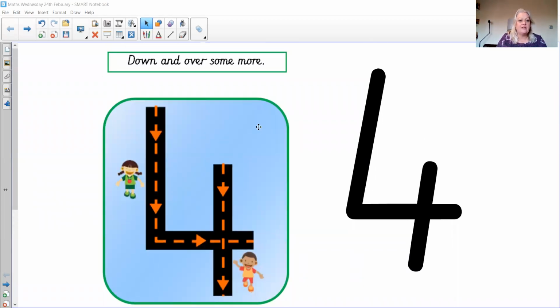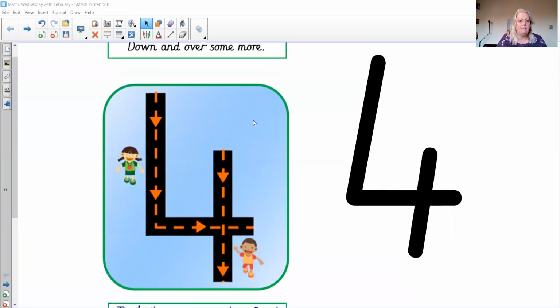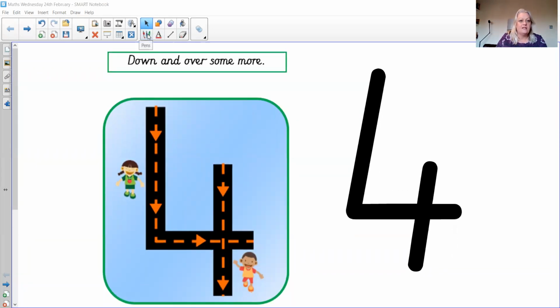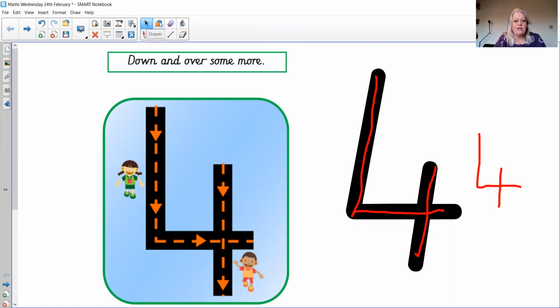So this one says, down and over some more, that's the way we make a 4. So if I get my pen, it's down and over some more, that's the way we make a 4. So pause while you just practice writing the number 4.